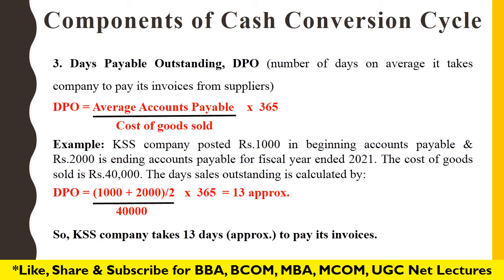So let's take an example that KSS company has posted rupees 1,000 in the beginning accounts payable and rupees 2,000 in the ending accounts payable for the fiscal year that ended in 2021. The cost of goods sold is rupees 40,000. So by putting these values in the given formula, we found that KSS company takes approximately 13 days to pay its invoices. So this is how we calculate the days payable outstanding.